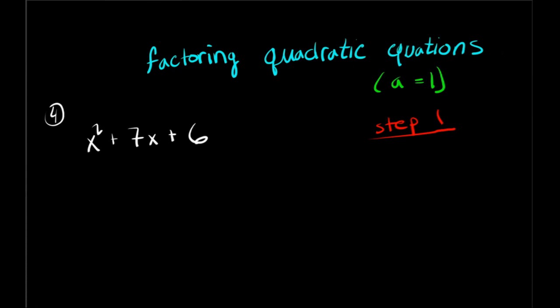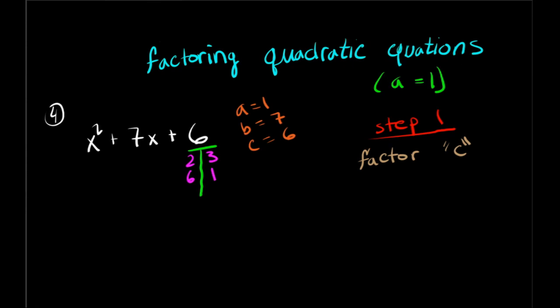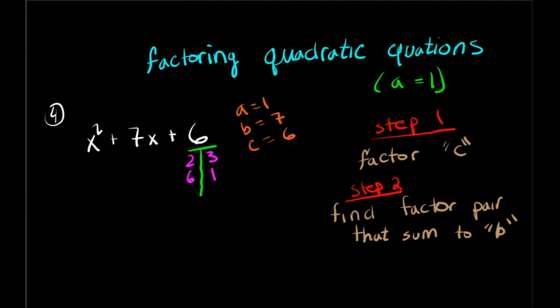the first thing I need to do is factor whatever my c coefficient is. So in this case, our c coefficient is 6. And the factors of 6 are 1 and 6, 2 and 3. And we're looking for a pair of factors that sum to whatever my b coefficient is. So our b coefficient is 7. I'm looking for factors that sum to 7. So it's going to be, in this case, 6 and 1. 6 plus 1 is equal to 7.